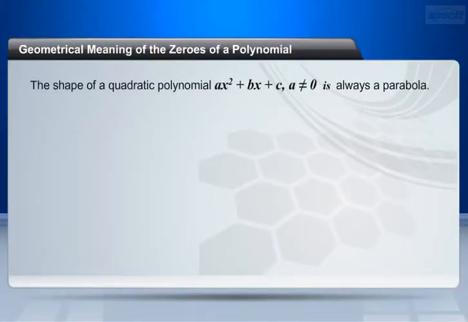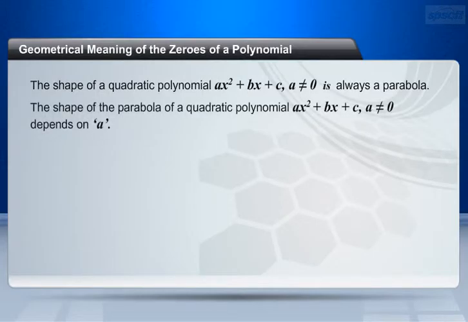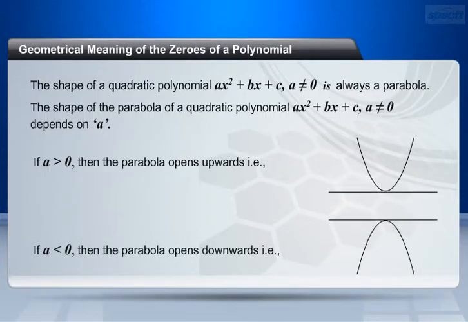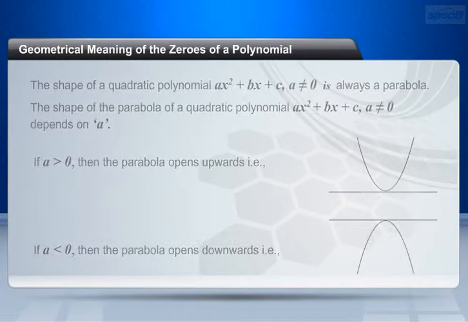The shape of a quadratic polynomial ax square plus bx plus c, a is not equal to 0, is always a parabola. The shape of the parabola of a quadratic polynomial ax square plus bx plus c, a is not equal to 0 depends on a. If a is greater than 0, then the parabola opens upwards. If a is less than 0, then the parabola opens downwards.